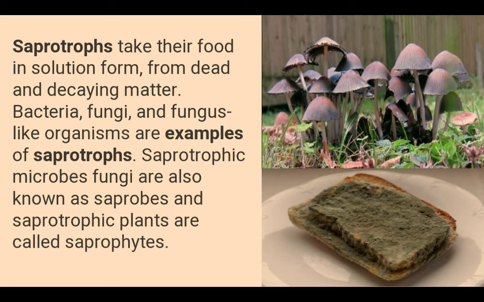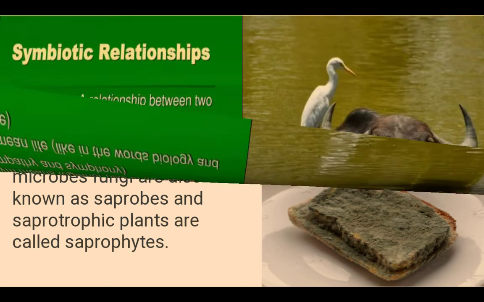Next, saprotrophs. Saprotrophs take their food in solution form from dead and decaying matter. Bacteria, fungi and fungus-like organisms are examples of saprotrophs. Saprotrophic microbes and fungi are also known as saprobes, and saprotrophic plants are also called saprophytes.